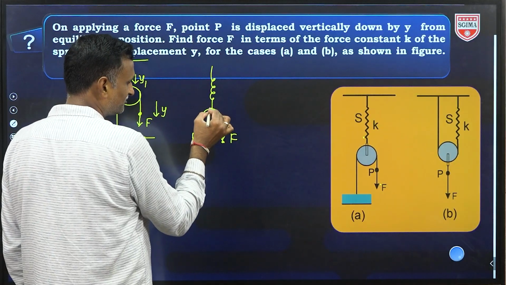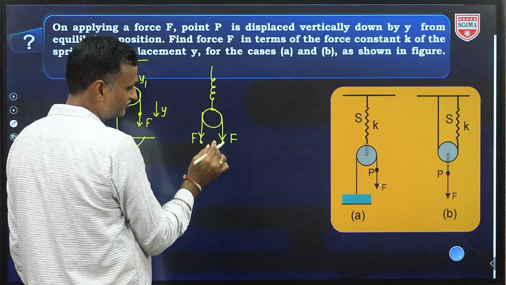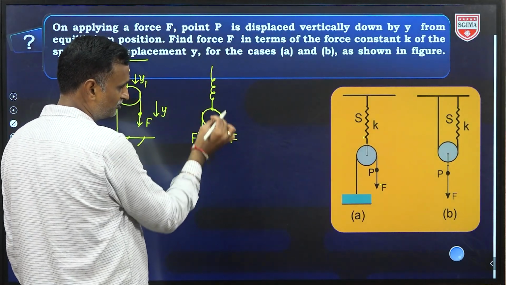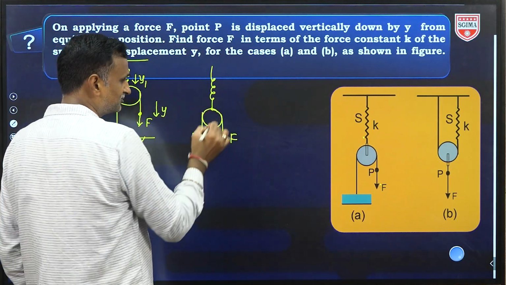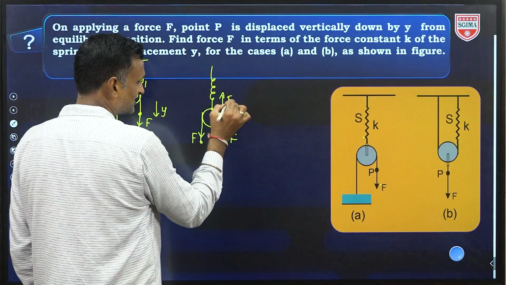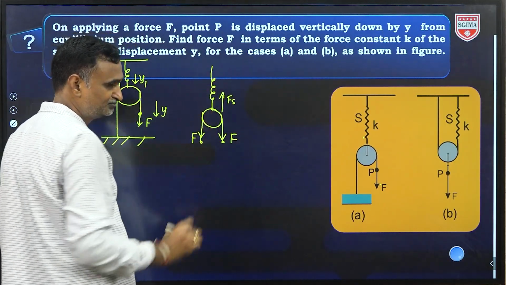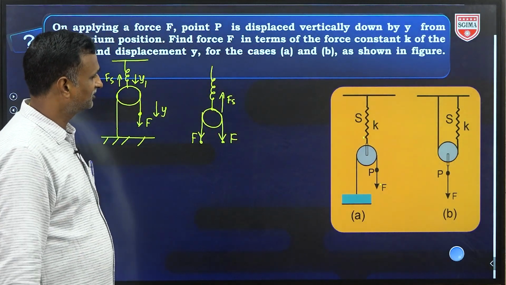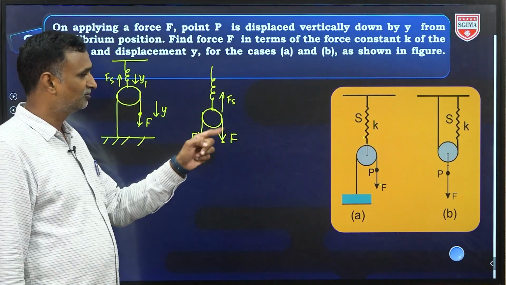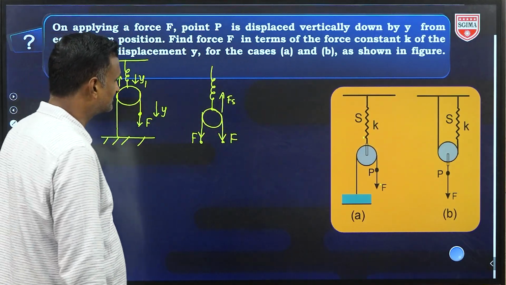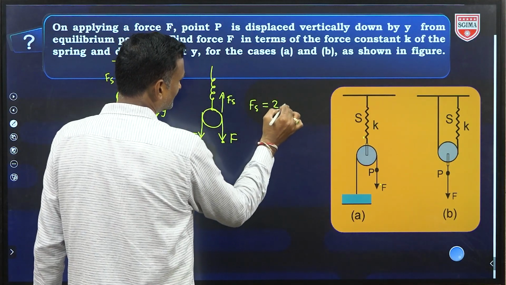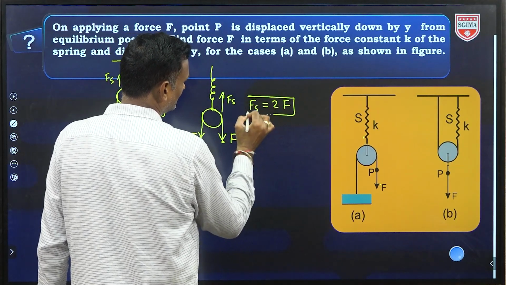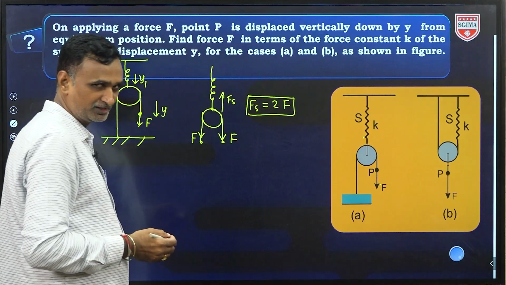Whenever we pull down with this force, the pulley also moves down, then this spring will be deformed. Due to that, the restoring or spring force is produced upward. Now in this equilibrium condition, Fs must be equal to 2F. Fs equals 2F. This is the first relation we get.